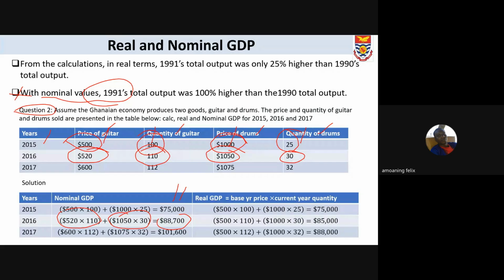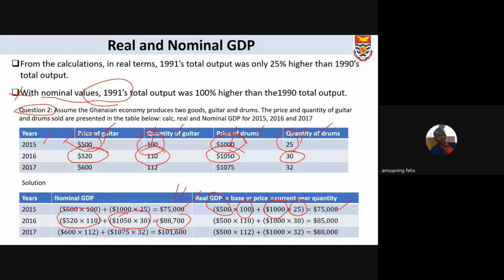Okay. So the price of the guitar for 2015 was 500, as you could see here, times the quantity of guitar that was bought or sold, which is 100, plus the price of drum, which is 100, times the quantity of drum, which is 25. And when I add all, I'm going to get 775,000. So you could see that your real GDP and the nominal GDP on the base year are the same.